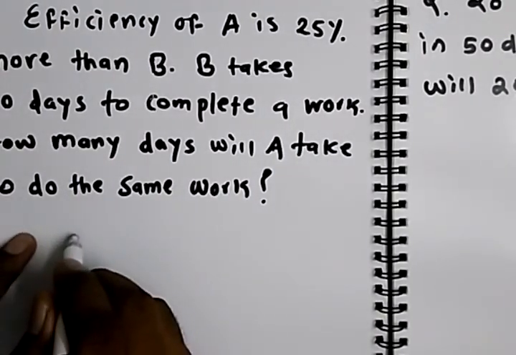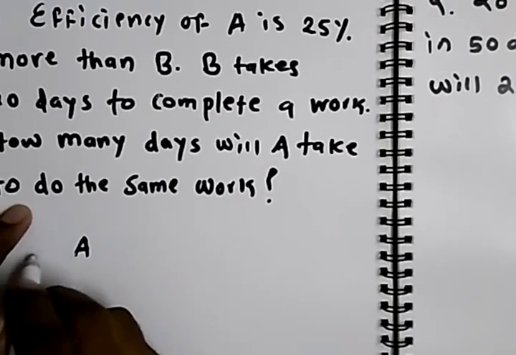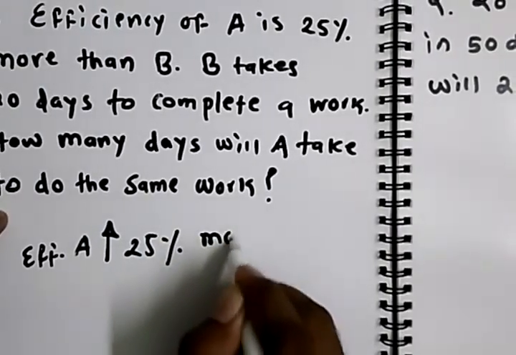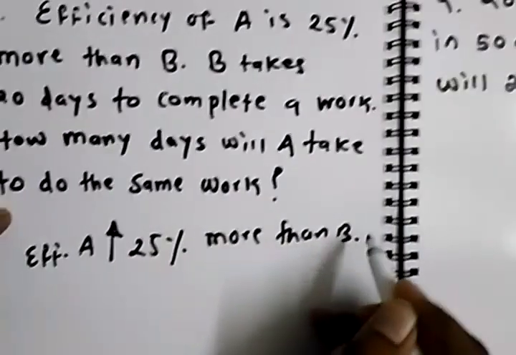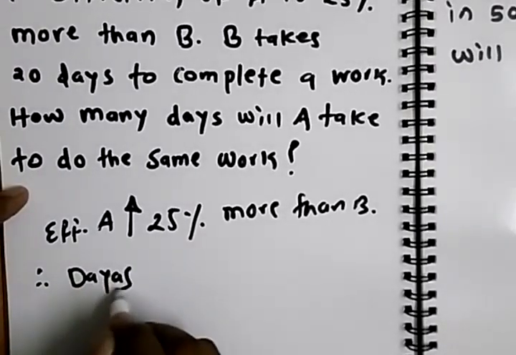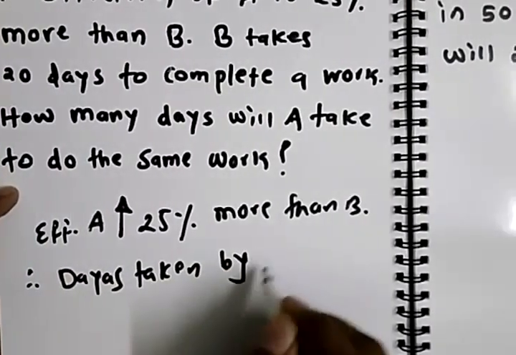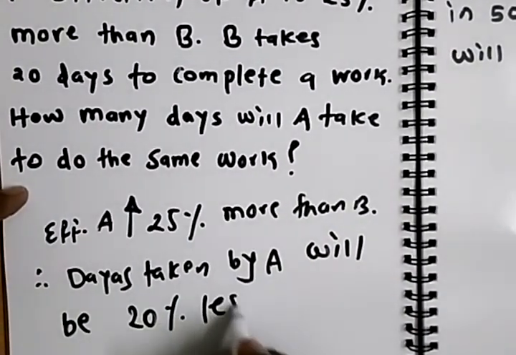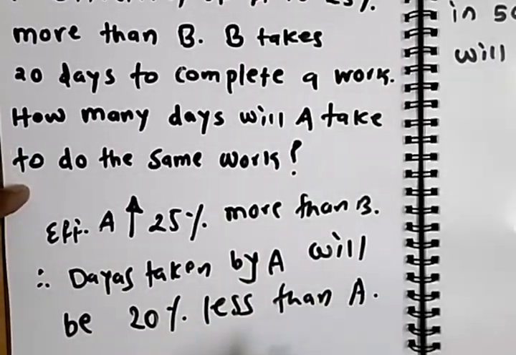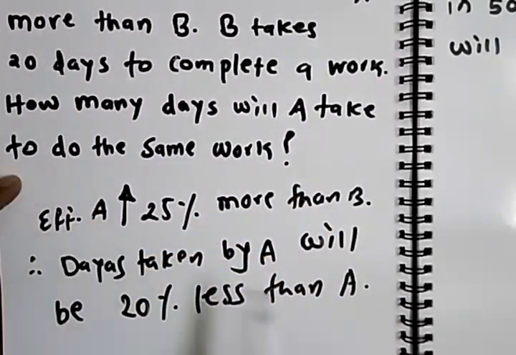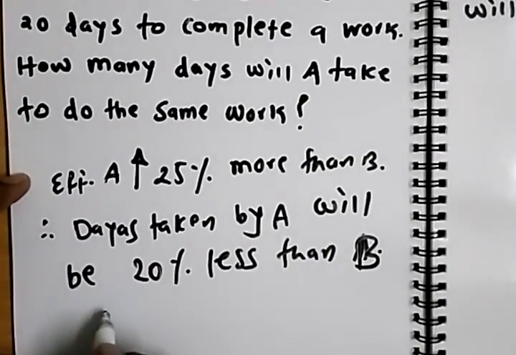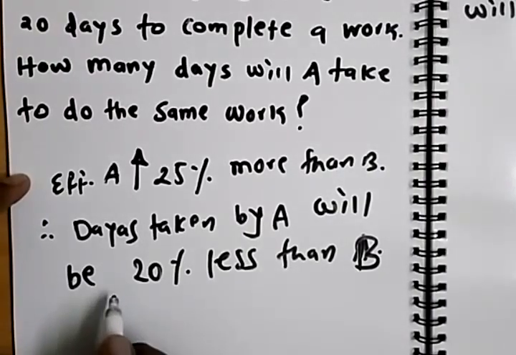Right? Now here, if efficiency of A is 25% more than B, therefore days taken by A will be 20% less than B. So B is taking 20 days. That's why A will take 20% less than B.